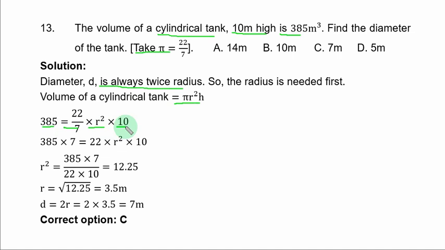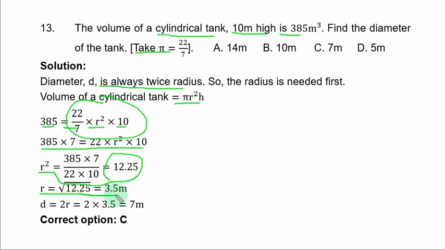Multiply through by 7 to clear the fraction. Notice that everything here is a single term. So you have 385 times 7 equal to 22 times r squared times 10. To get r squared first, divide both sides by 22 times 10. That is r squared equal to this, and that simplifies to 12.25. To get r from r squared, take the square root of both sides. So r is equal to root 12.25, and that is 3.5 meters.